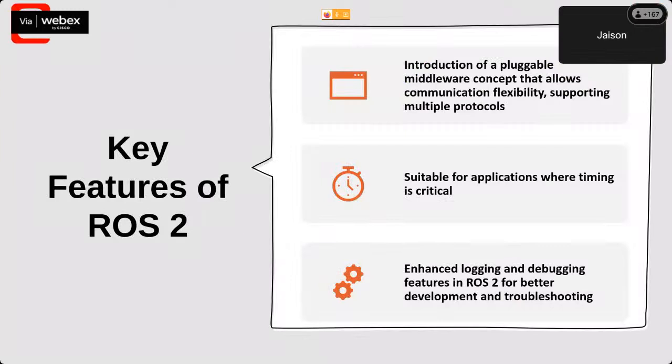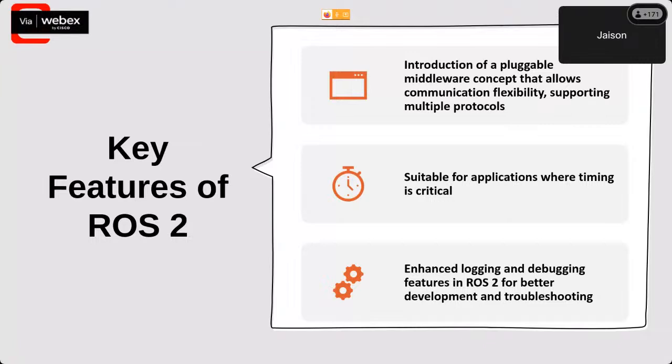Next are the key features of ROS 2. As told before, it's a pluggable middleware. It easily allows communication flexibility, supporting multiple protocols, and is suitable for time critical applications. You need that particular alarm system or important system to work at that particular moment without any delay between all the robots. If you try to create your own protocol or your own set of system, there would be a chance of error. And if you use others' systems, there would be a chance that it's not compatible with your computer or your system. Instead of that, you can directly use ROS for this communication flexibility.